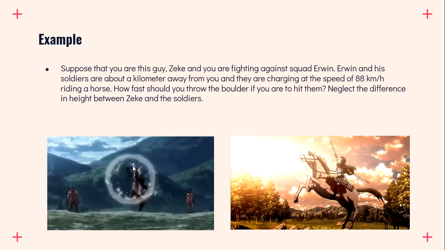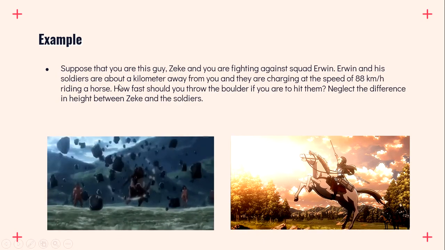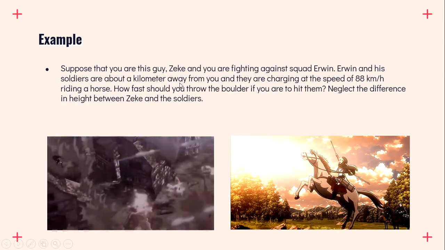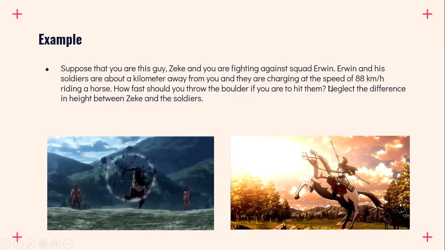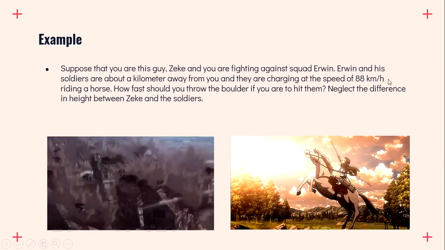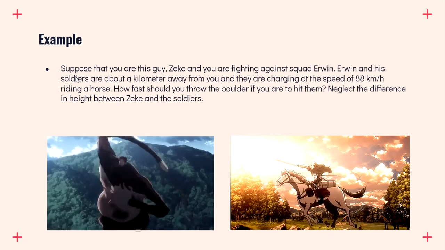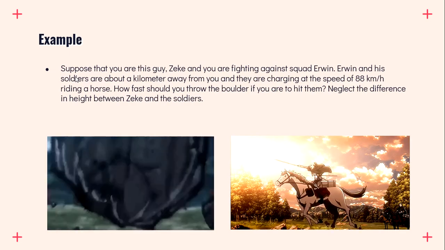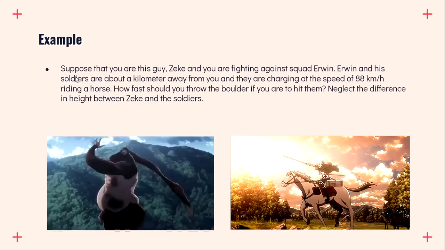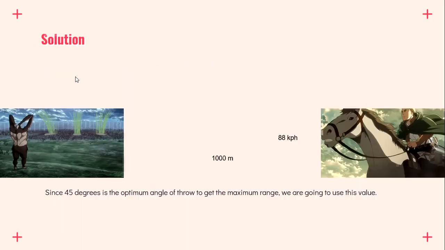And you're fighting against Squad Erwin. This is Erwin on a horse, and Erwin and his soldiers are about a kilometer away from you, and they are charging at the speed of 88 kilometers per hour riding a horse. This is the average velocity of a horse. So how fast should you throw your boulders if you want to hit them? Neglect the difference in the height between Zeke and the soldiers. So if you don't understand the reference, I'll just illustrate the problem for you.